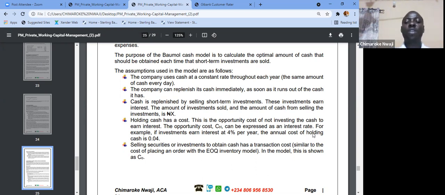Then the economic order quantity, the EOQ itself, in cash terms is the total transaction that you need to sell in order to raise the particular amount of cash you need. And so we also have a transaction cost. The transaction cost is similar to the ordering cost that you use in EOQ.